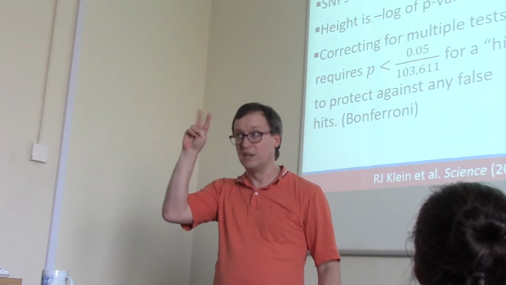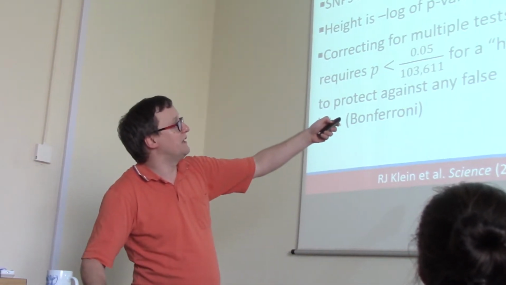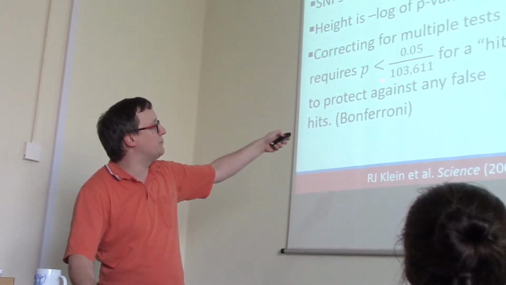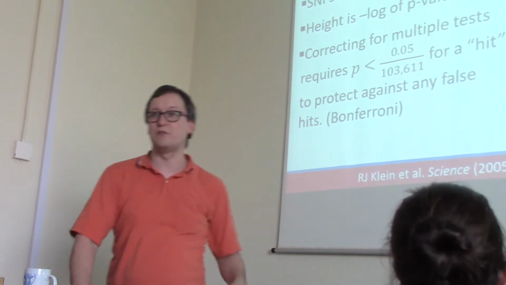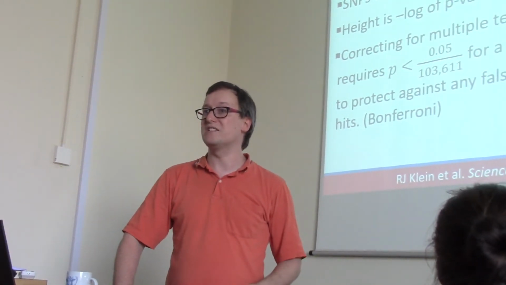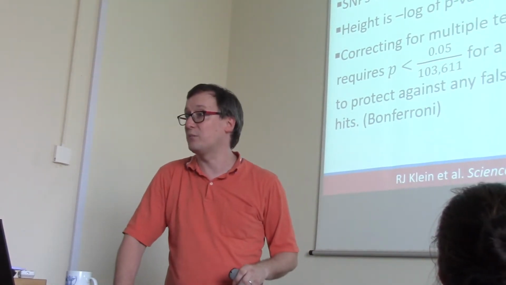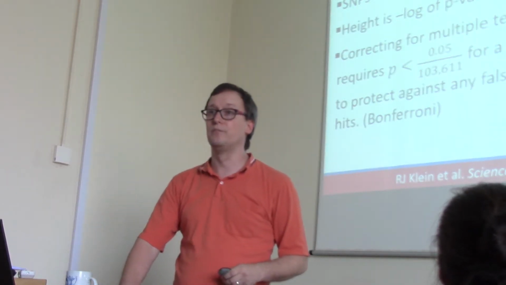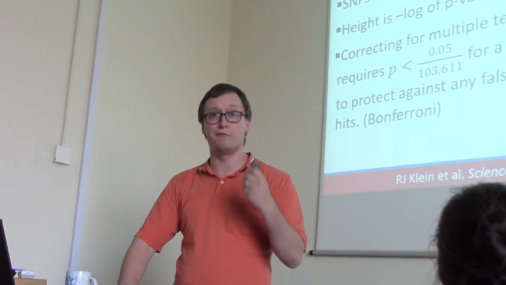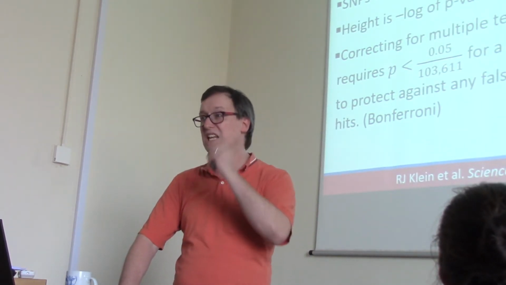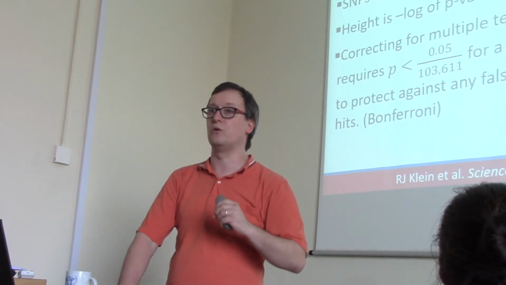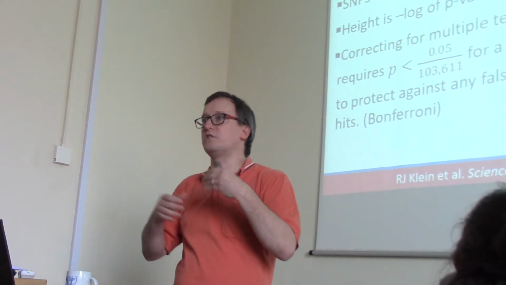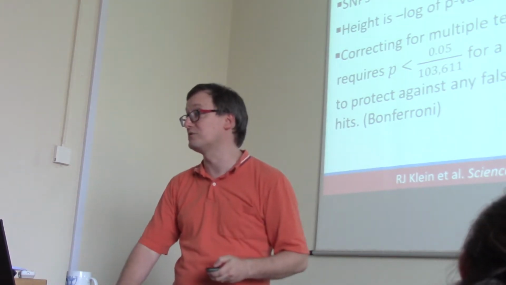accept as significant. Here, they have set their p threshold at 0.05 divided by 103,611. They're doing that because they had 103,000 SNPs they were going to test. They've used something called Bonferroni correction, which is a very conservative way to protect you from making any mistakes at all in your claims about which SNPs are significantly different between cases and controls.